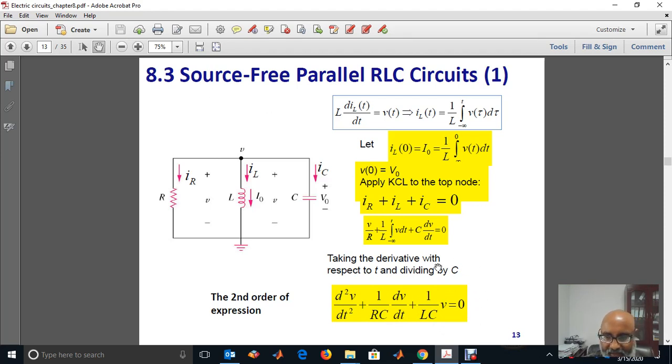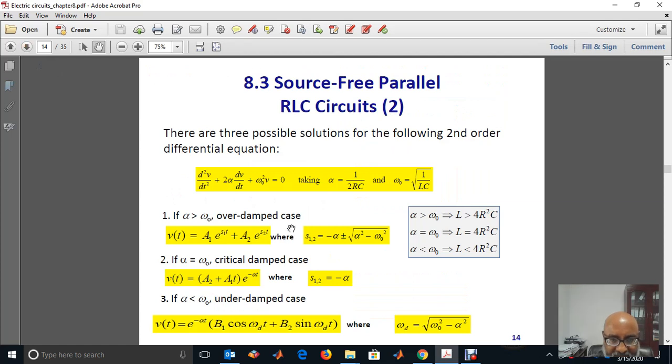So again, this is a second order differential equation. The parameter is V, the voltage across the resistor, the inductor, and the capacitor. So we need the initial conditions. One initial condition is V at 0, the capacitor voltage. And the other initial condition is dV by dt at t equals 0.